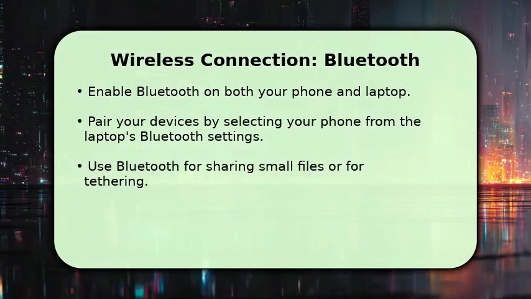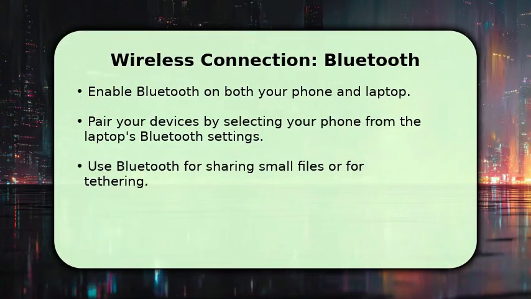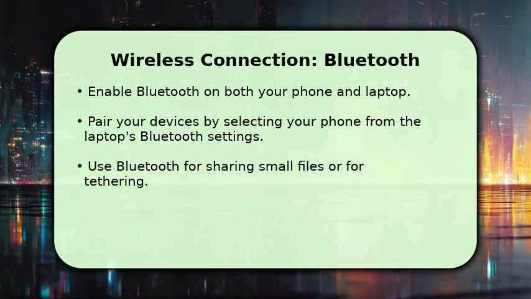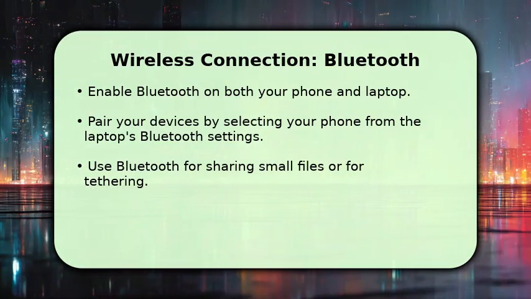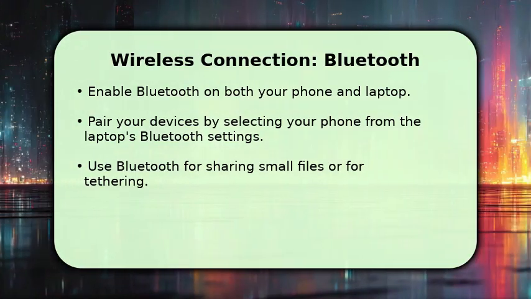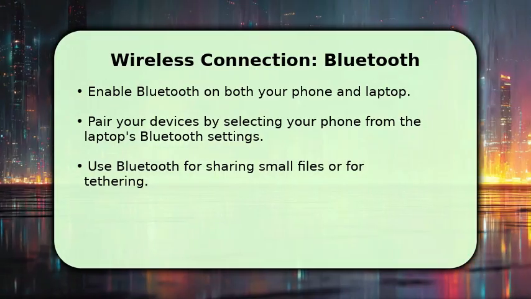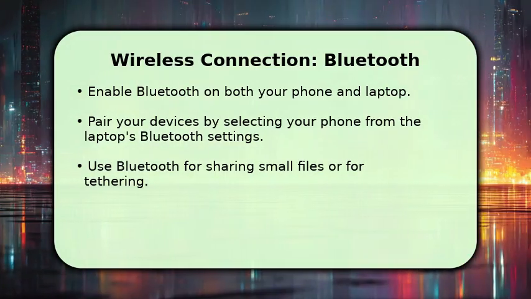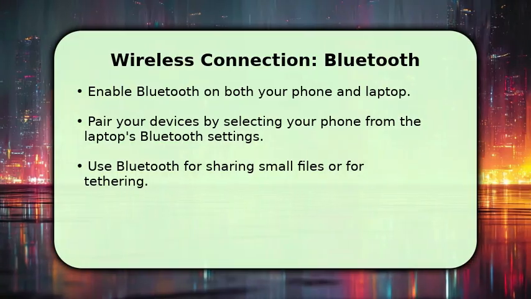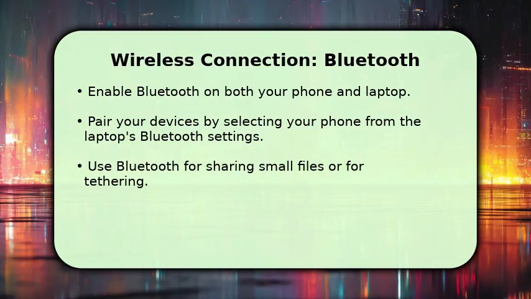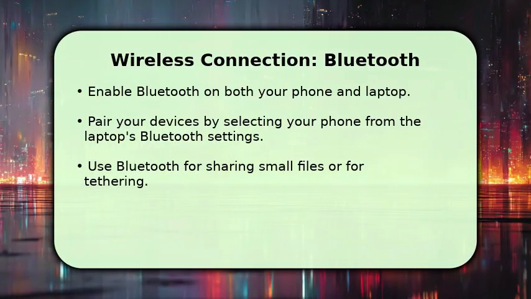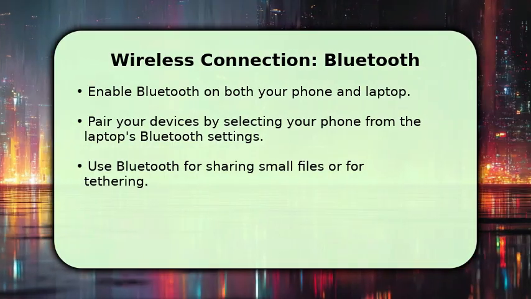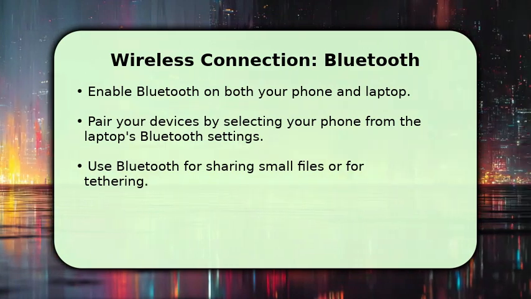For a wireless approach, Bluetooth is a great option, especially for smaller files. Begin by enabling Bluetooth on both your phone and your laptop. On your laptop, navigate to the Bluetooth settings and search for available devices. Select your phone from the list to initiate the pairing process. You might need to confirm a code on both screens. Once paired, you can share photos, documents, or even use your phone as a personal hotspot.